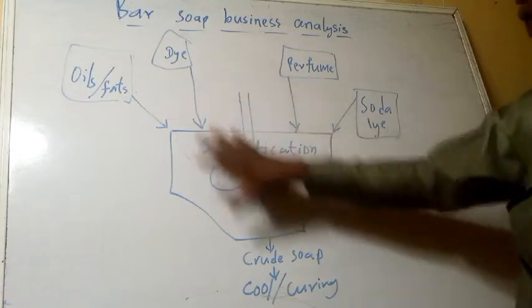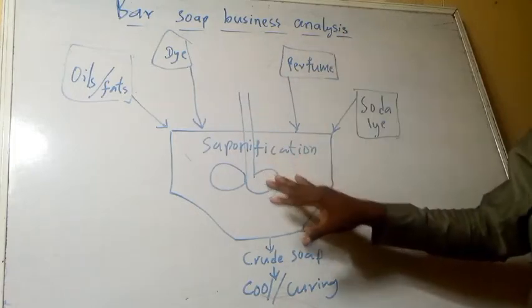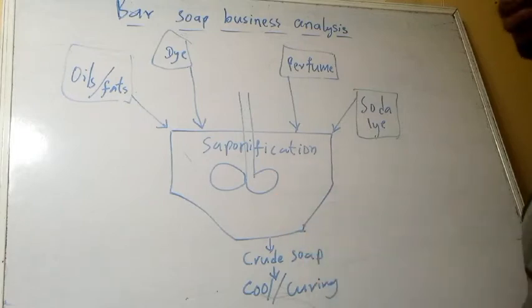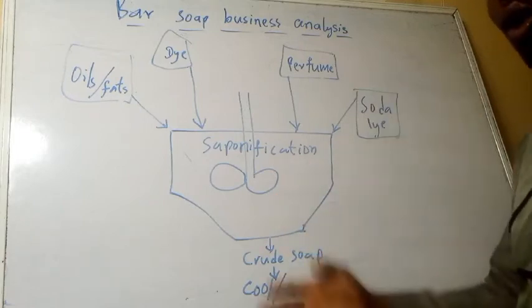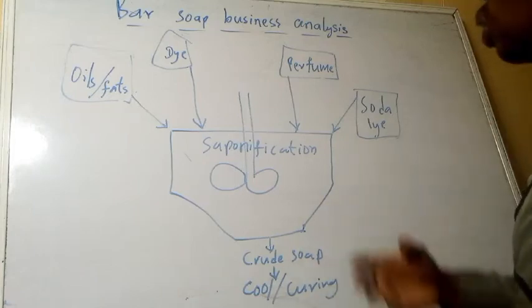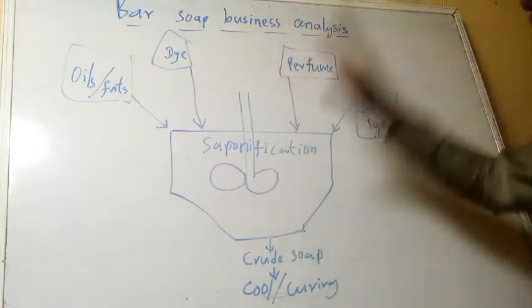So it's a very simple process, and if you know how to manufacture soap, you know that it's a very simple process. It could either be cooling method or the hot method, whichever method you choose to use. So soap making is very easy.